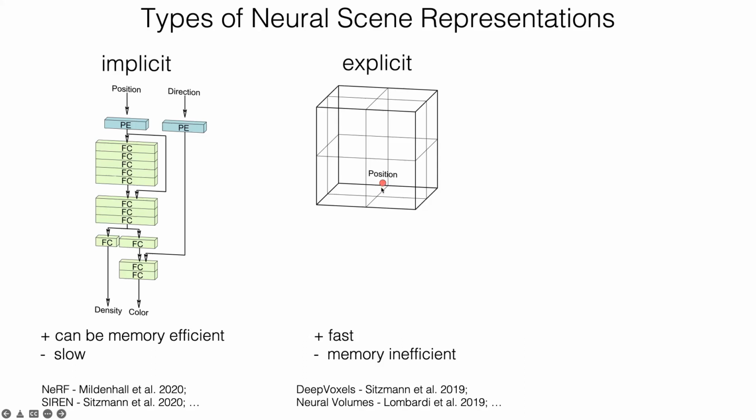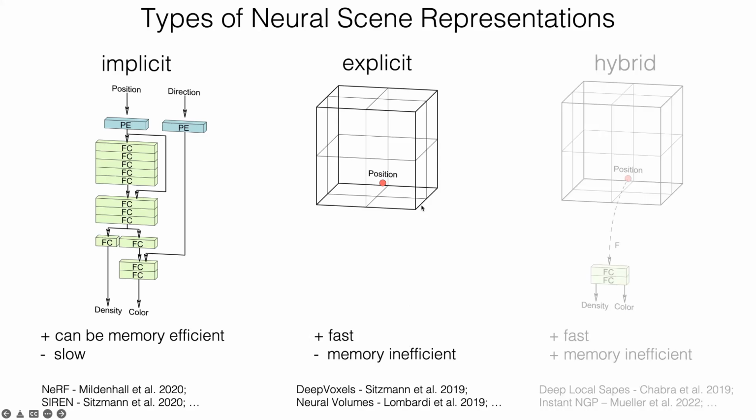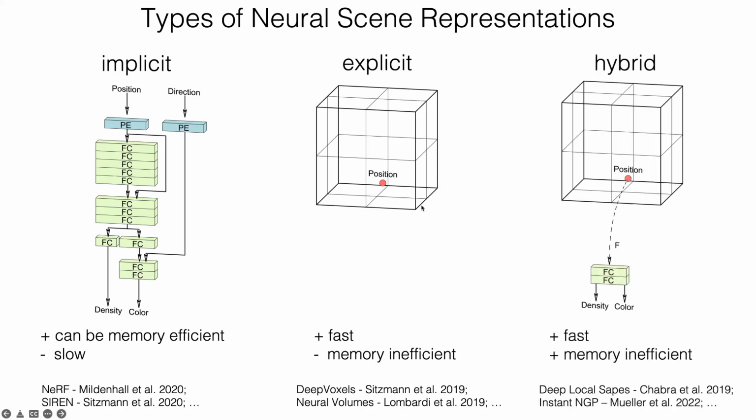These explicit representations can be queried very fast because you just run a bilinear or some other type of interpolation, you do a lookup and you immediately have the value. You don't have to evaluate a full neural network. But these are very memory inefficient. So when we think about really good neural scene representations, they should have both of these quantities. They should be fast and memory efficient.